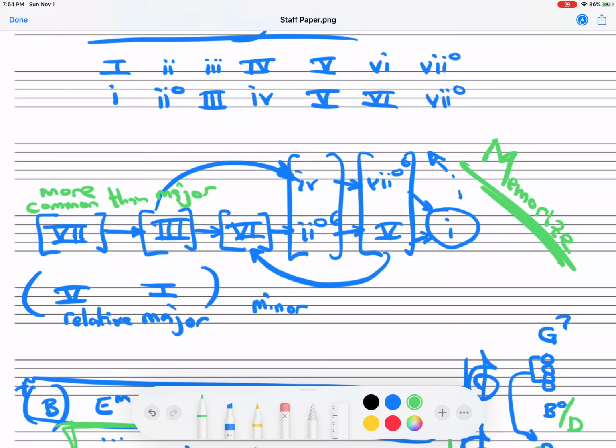Okay, that's it for this video. Go and memorize these 2 charts, and we'll be working on these for at least, well, really throughout theory.